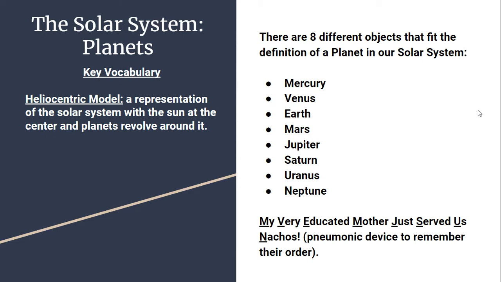A good way to recall these is a mnemonic device where the first letter of each word is the first letter of each word in a sentence. So, for instance, Mercury starts with the letter M. The first word in our mnemonic device starts with the letter M. If you can remember, my very educated mother just served us nachos, you have all 8 planets in order from closest to the sun to farthest away.